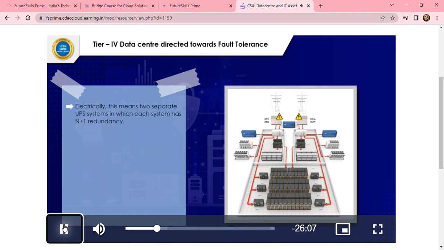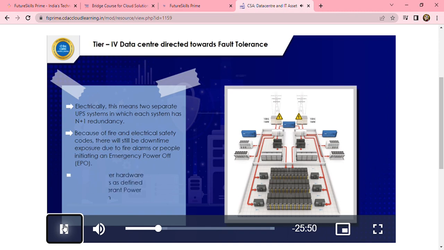Electrically, this means 2 separate UPS systems in which each system has N+1 redundancy. Because of fire and electrical safety codes, there will still be downtime exposure due to fire alarms or people initiating an emergency power off (EPO). Tier 4 requires all computer hardware to have dual power inputs as defined by the Institute's fault-tolerant power compliance specification.